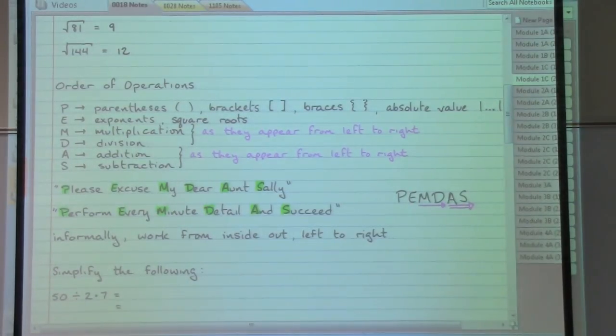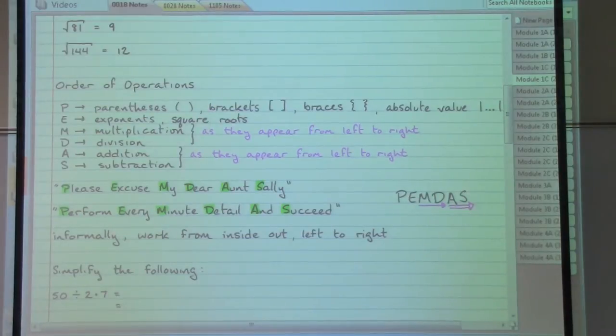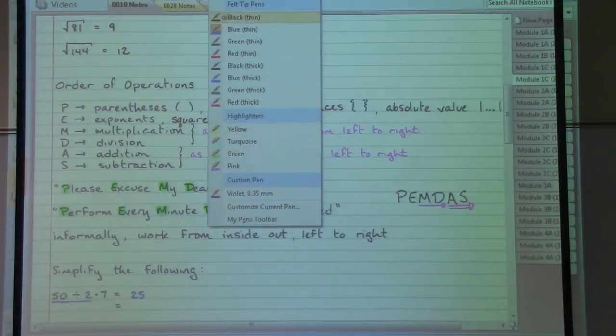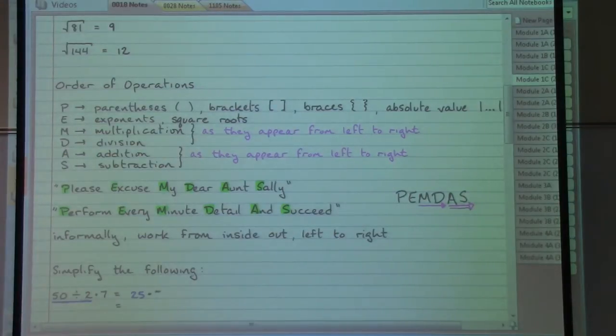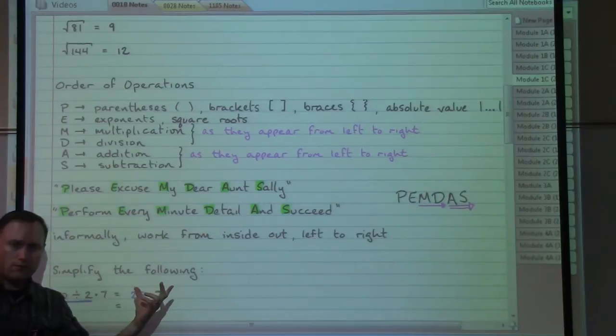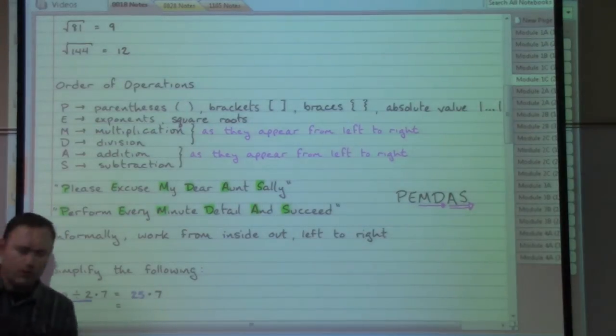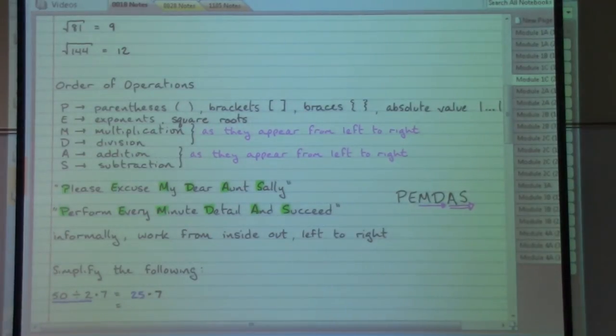So the first part of this calculation to work out is the 50 divided by 2. Then I'll go ahead and copy the other part down that we didn't use yet, the times and the 7. And now when I read this, I have just a single calculation to work out. 25 times 7 gets me 175.